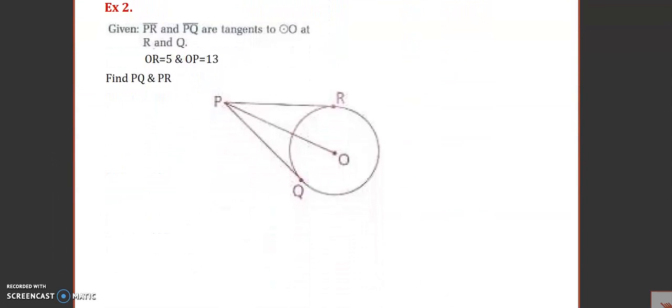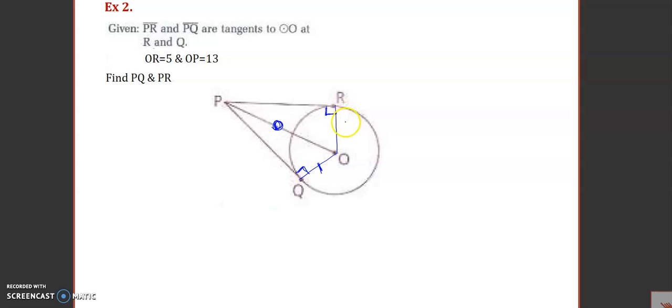On the second example, we're given that PR and PQ are tangents of circle O, at R and Q. So I'm going to draw in those radii, and I know that those are perpendicular there. I know that all radii of a circle are congruent, and I also know that OP is congruent to itself by the reflexive property. So here I have right triangles with the hypotenuse congruent and a pair of legs congruent. So I know the two triangles are congruent by HL.